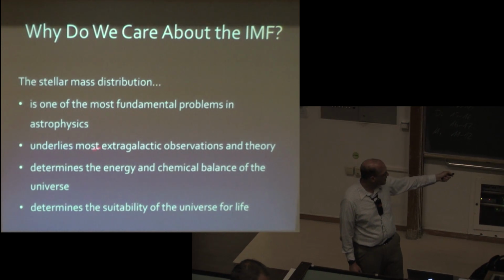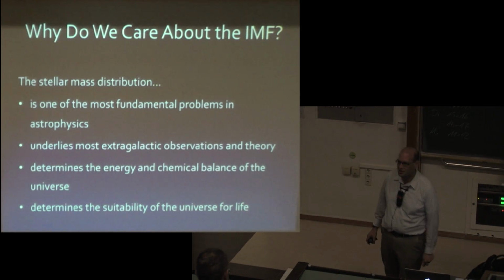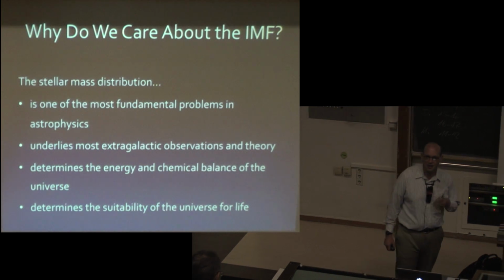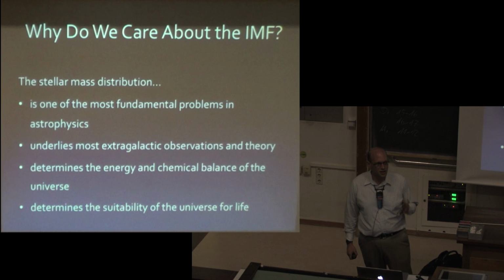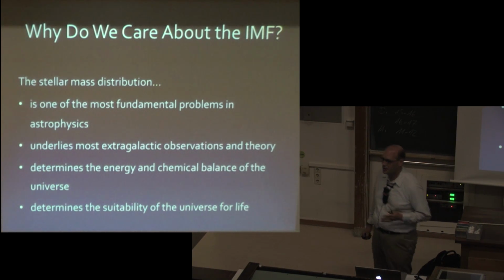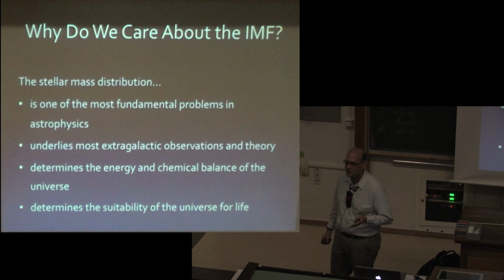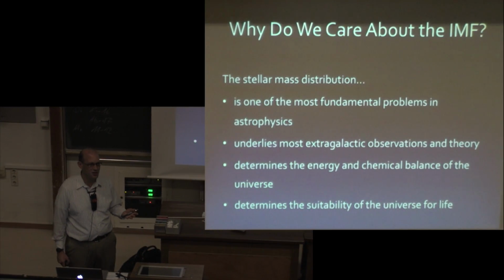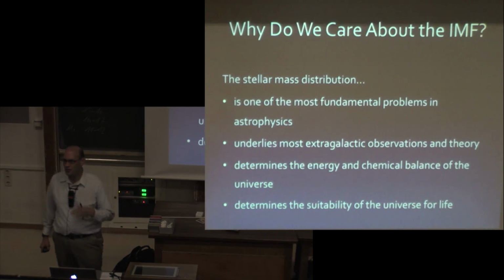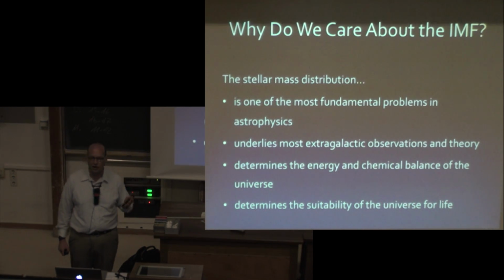It underlies most extragalactic observations in theory, and what I mean is that in the vast majority of cases when you're looking at an external galaxy, what you get to measure is the integrated light of the stellar population. You don't get to see the individual stars. And in order to infer anything about the properties of that stellar population, you need to have some model for the underlying mass distribution of the stars, the IMF.